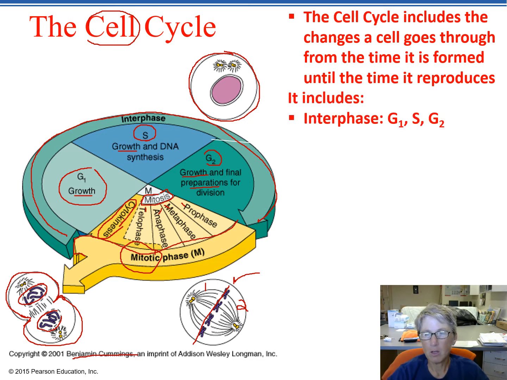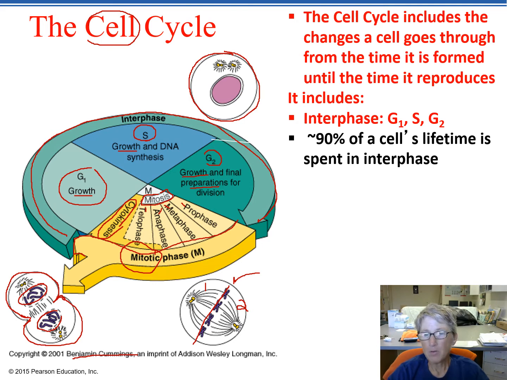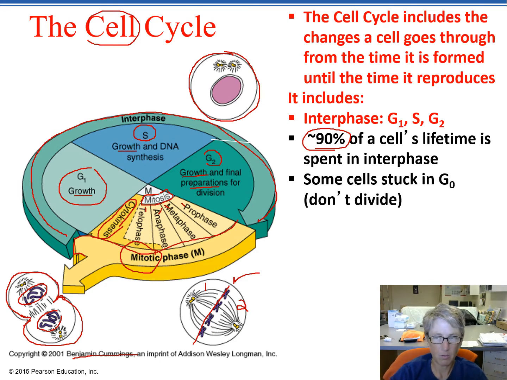So the cell cycle includes interphase, and included within interphase are G1, S, and G2. 90% of a cell's lifetime is spent in interphase, so about 10% is spent in mitosis. But, however, there's always an exception to every rule. Some cells are stuck in G0. On this cartoon, it doesn't show G0, but there's a little piece called G0, and that means you are stuck there. They never divide. Can you think of some cells that would apply to?